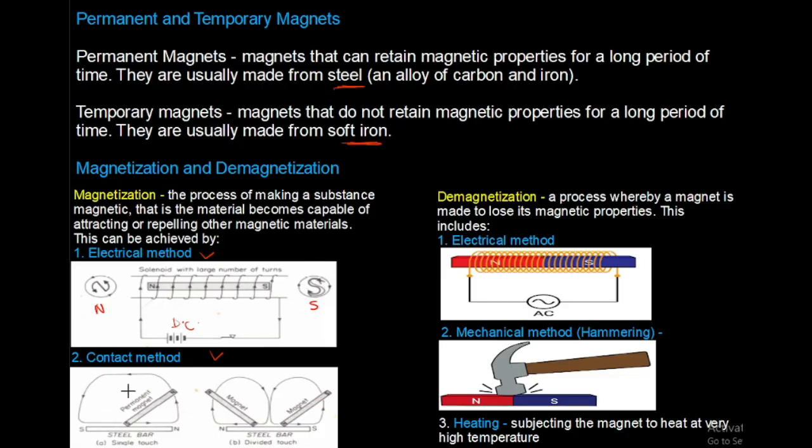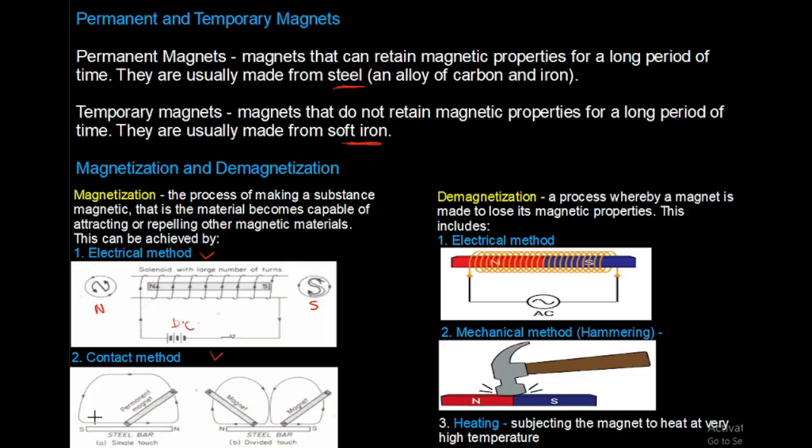Now, the contact method. In the contact method, all we need to do is stroke the specimen. The steel bar here is our specimen, the material I want to convert to a magnet. We stroke the specimen with a magnet. The contact method is of two types: the single touch and the divided touch.